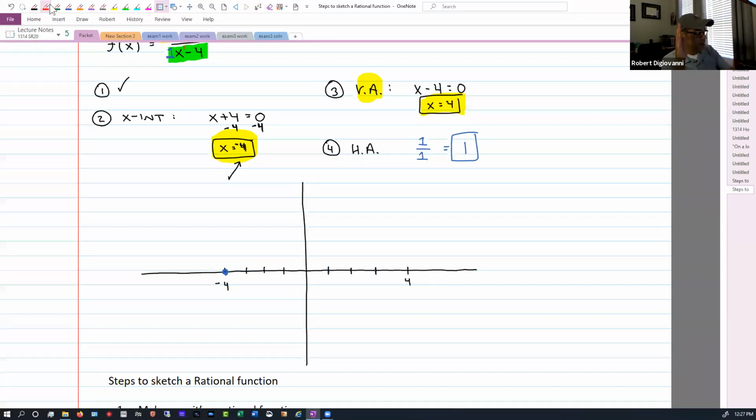So I'm going to actually do this in a different color. And I'm going to make a dashed vertical line that's going to represent that vertical barrier. I know that as I'm drawing my function, if I get to that vertical barrier, I'm going to have to turn up or down, one or the other.